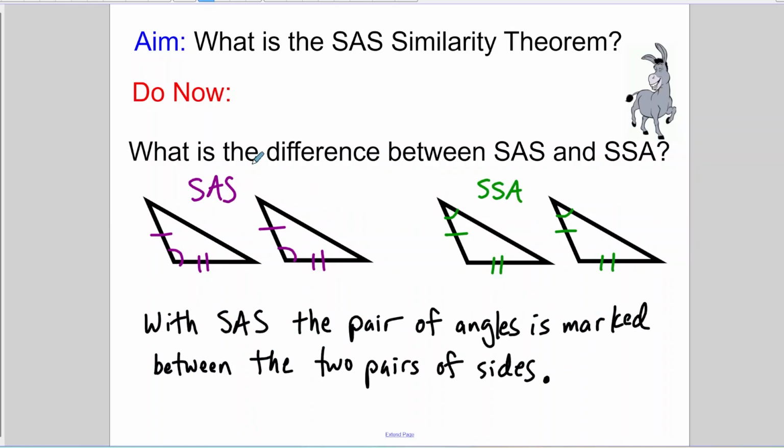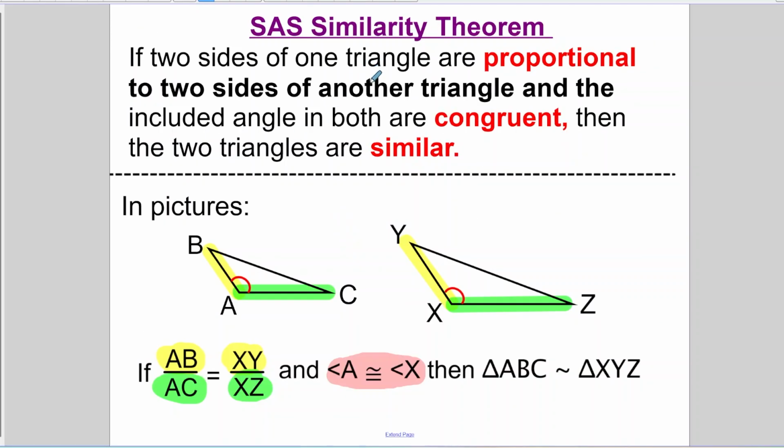So this is going to be very important because when we use the side-angle-side similarity theorem, we have to recognize a very similar structure in the diagrams. So now here's the theorem. The side-angle-side similarity theorem states if two sides of one triangle are proportional to two sides of another triangle, and the included angle in both are congruent, then the two triangles are similar.